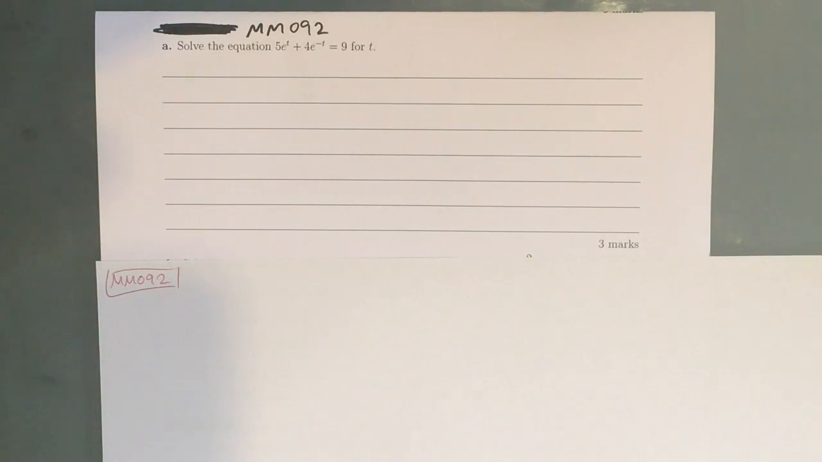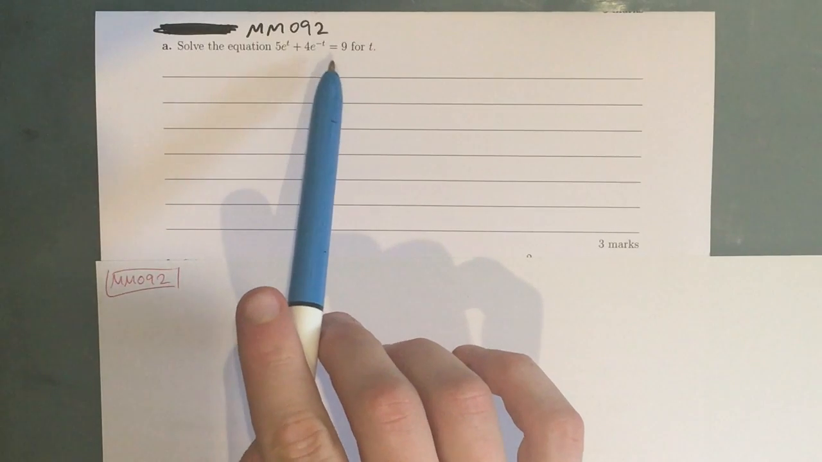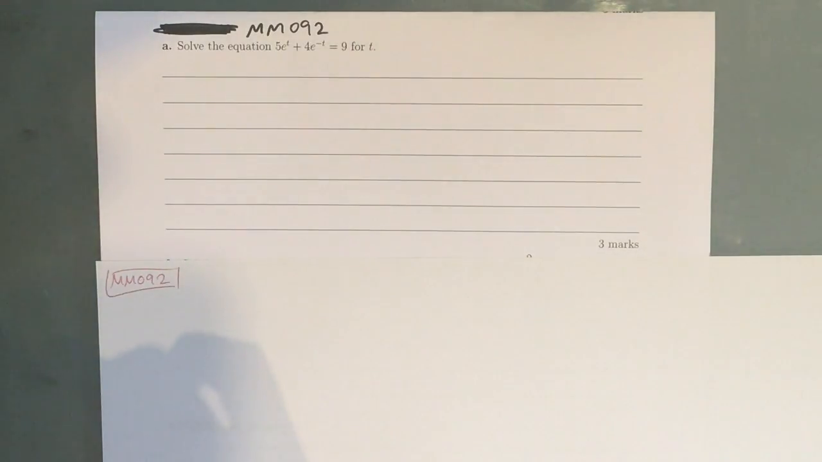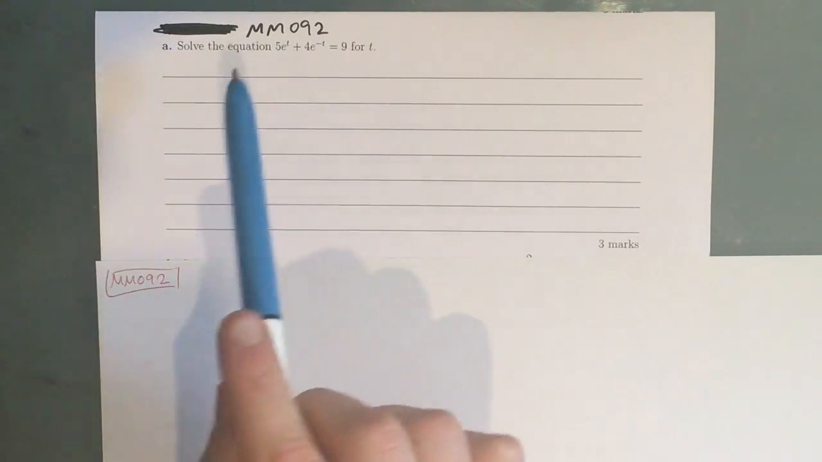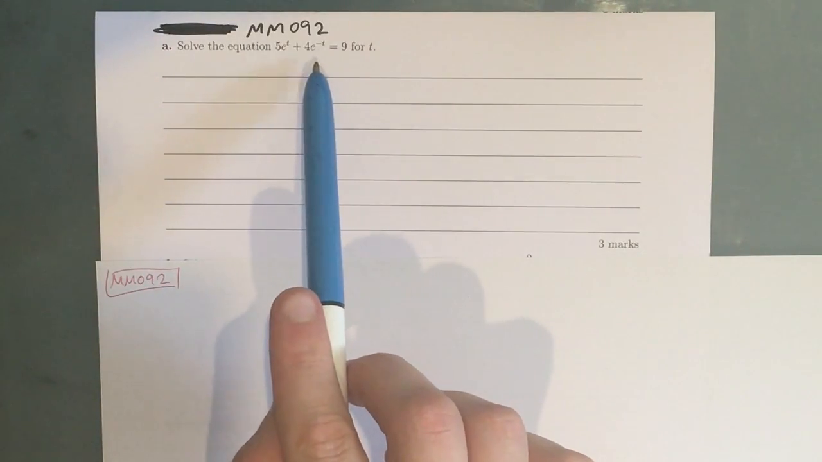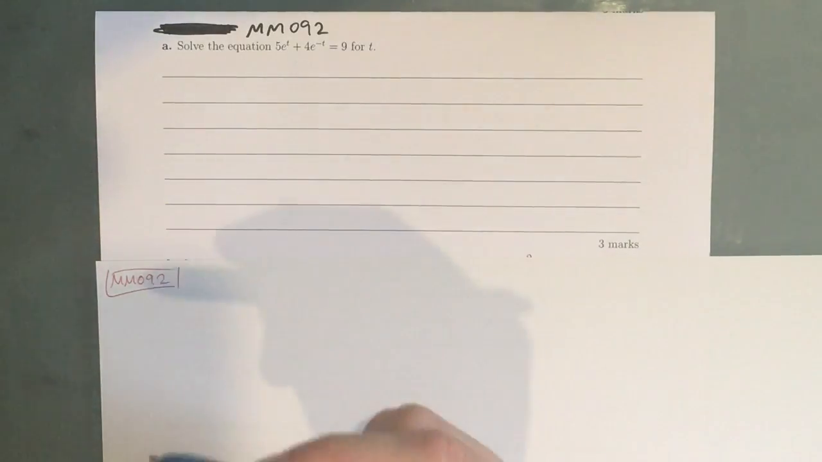Hello there, this is question MM092 of the Maths Methods Sharpened Study Guide. Solve the equation 5e to the power of t plus 4e to the power of negative t equals 9 for t. If you haven't seen a question like this before, I can understand how confusing it might look because the first step is the hardest step to take with this, and then the rest becomes quite simple after that.